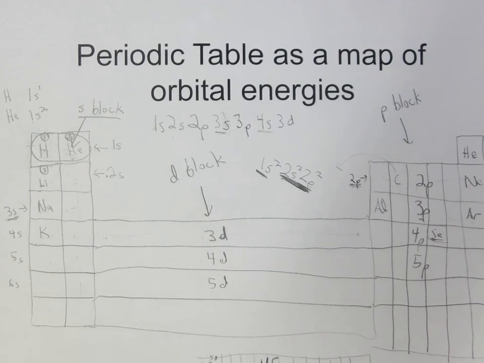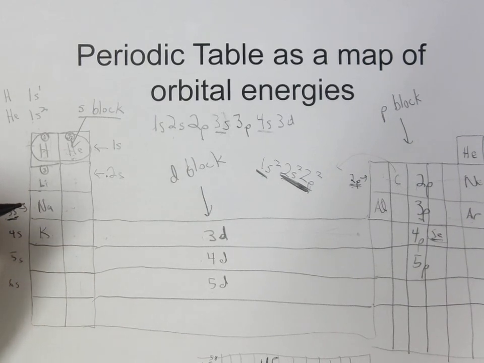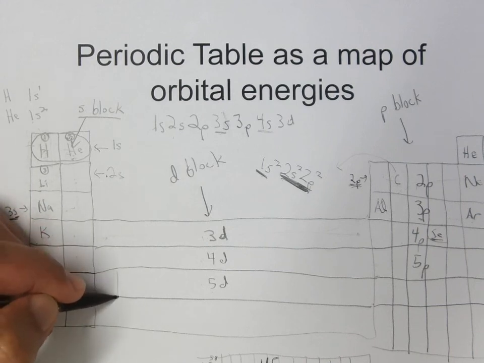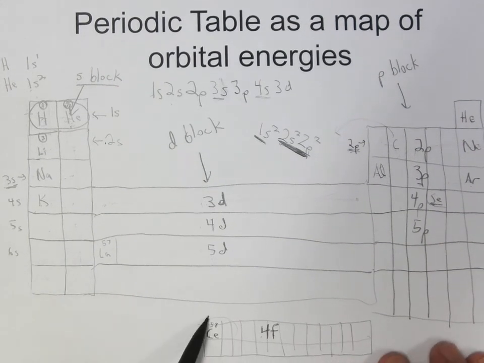So we look on the periodic table, where is 57? 57 is lanthanum, which is right here. So after you put one electron in the 5d for element 57, then you scoot over to the 4f with cerium, which is element 58. So again, the periodic table gives you sort of a map of the filling order.